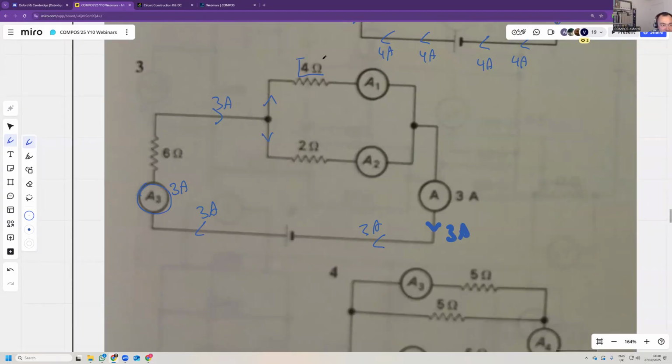Now we compare the resistors. This is a 4 ohm and a 2 ohm. It is harder to go through the 4 ohm. It's easier to go through the 2 ohm resistor, therefore more current will flow down. So 2 amps will flow this way and 1 amp will flow that way. So we have 2 amps in this ammeter and 1 amp in this ammeter.